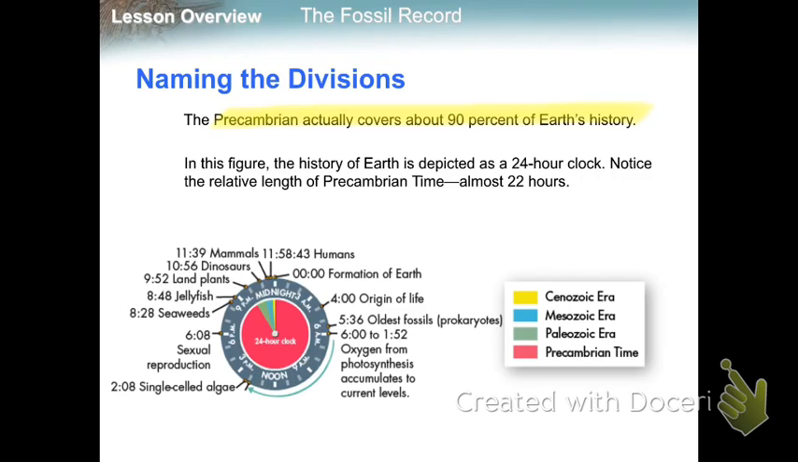This is a great depiction of what scientists think Earth's history looks like. This is a 24-hour clock. So Precambrian time, 22 hours. And then you can see right here, the most important things on this, obviously humans. Humans, if we were right there at the 0 hour, so to speak, 11:58:43. So the last minute and 17 seconds of a 24-hour day is how long humans have been on Earth, relatively speaking.